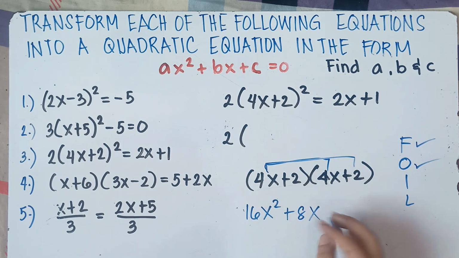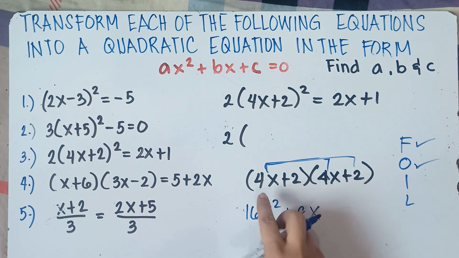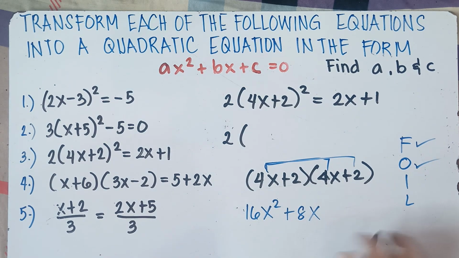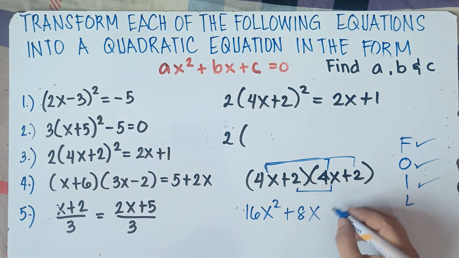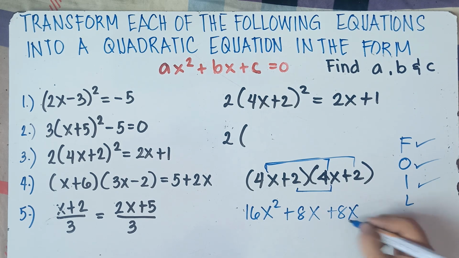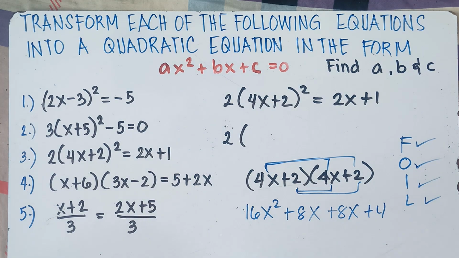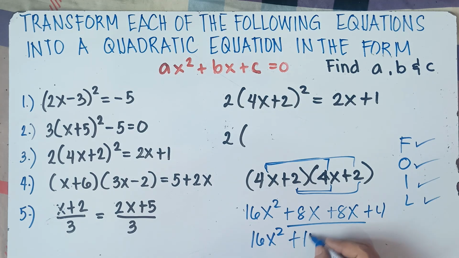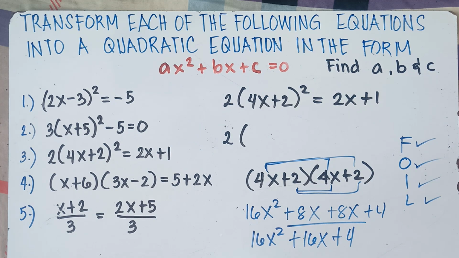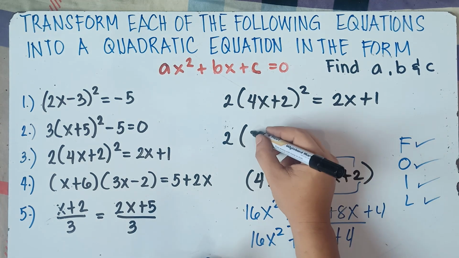Then simply copy x. 4x times 2, that's positive 8x. Inner, 2 times 4x. So 2 times 4 is 8. Simply copy x. And then last, 2 times 2, that's positive 4. Alright, so copy 16x squared. Combine this one, 8x plus 8x. That would be positive 16x, plus 4. That's it, that's all set. Easy, right, for the FOIL method?